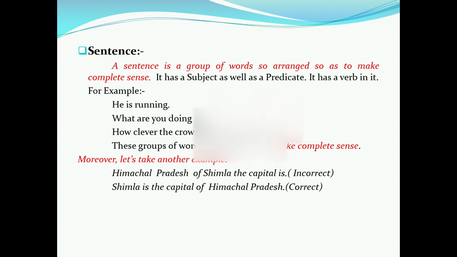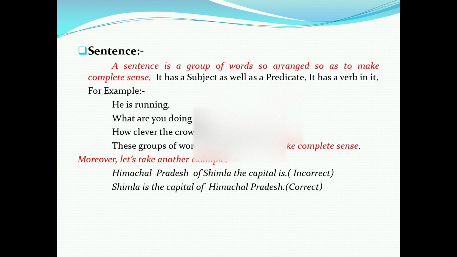Moreover, let's take another example. Himachal Pradesh of Shimla, the capital is. In this sentence, there is no meaning. It's simply jumbled words. Now let's rearrange in a particular order. Shimla is the capital of Himachal Pradesh. Now it conveys the meaning. That is, Shimla Himachal Pradesh की राजधानी है.